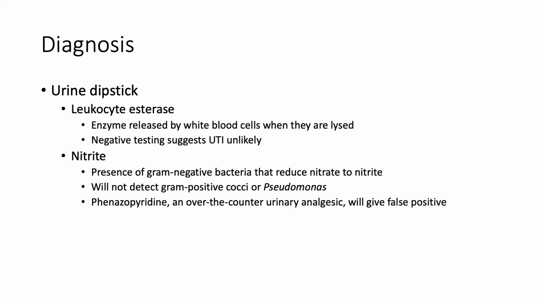This would be gram-negatives like E. coli, Klebsiella, Enterobacter. But you're not going to see this if they have gram-positive cocci like Staph saprophyticus, or if they have Pseudomonas, which is an important gram-negative bacteria to be aware of. Also, if they've been taking an over-the-counter urinary analgesic like phenazopyridine, that can give you a false positive on the nitrite.